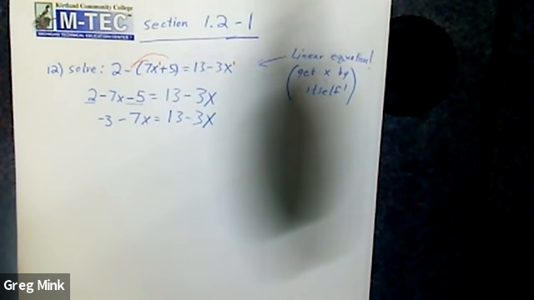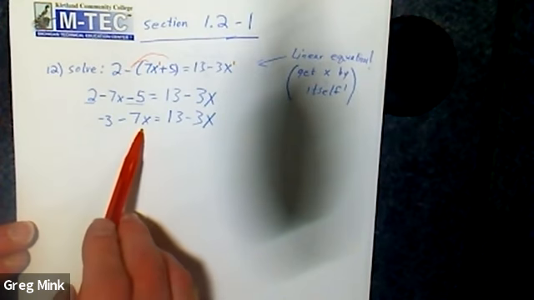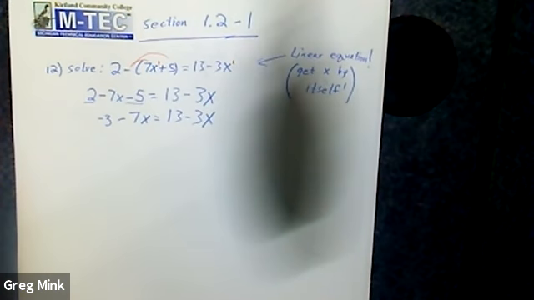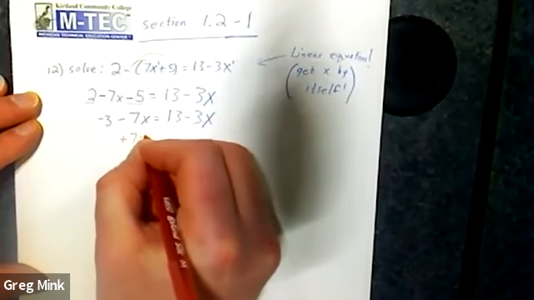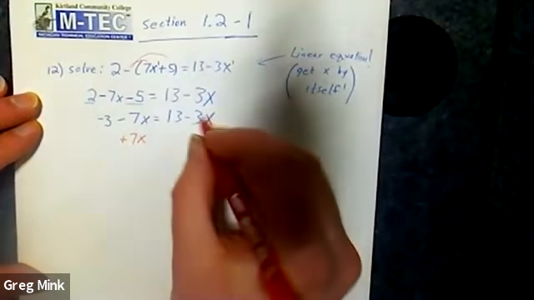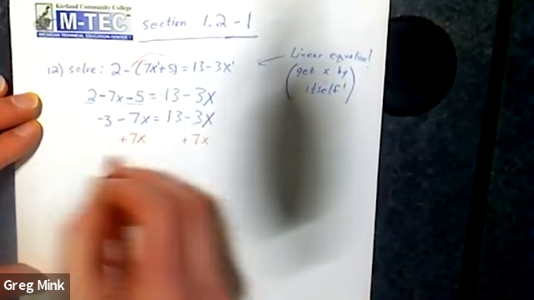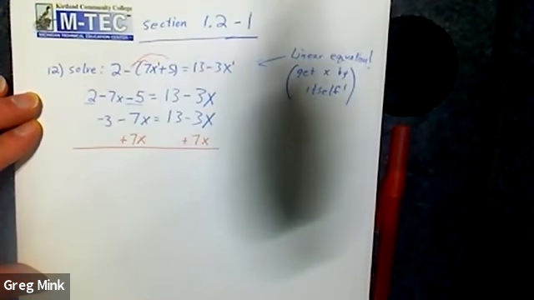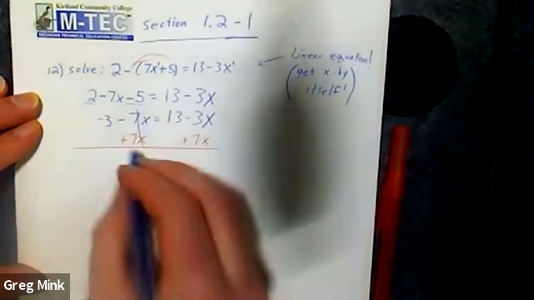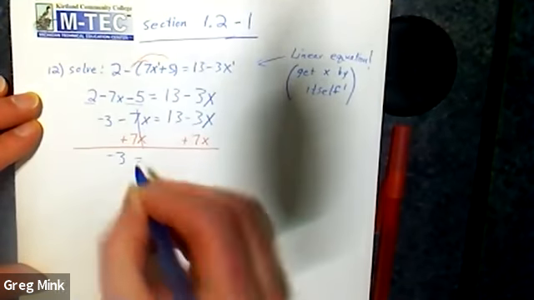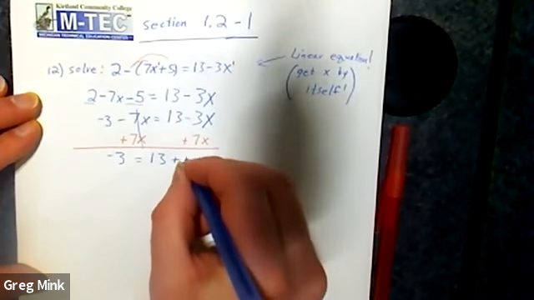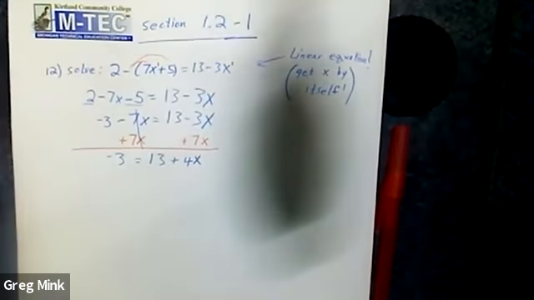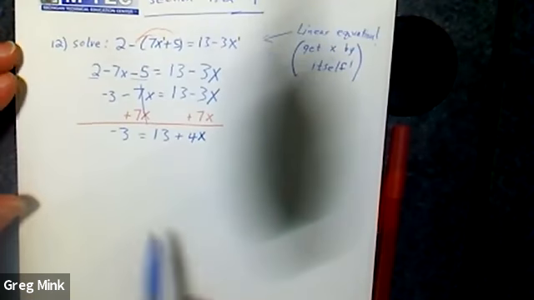So how can I do that? Well, there's 2 different ways I can do it. I can move the negative 7x or the negative 3x. I'm going to get rid of the negative 7x on this side. And remember what the rule is. Whatever I do to one side, I have to do to the other side. So what happens? These cancel. I get negative 3 is equal to 13 plus 4x. From here, I want to get the x by itself.